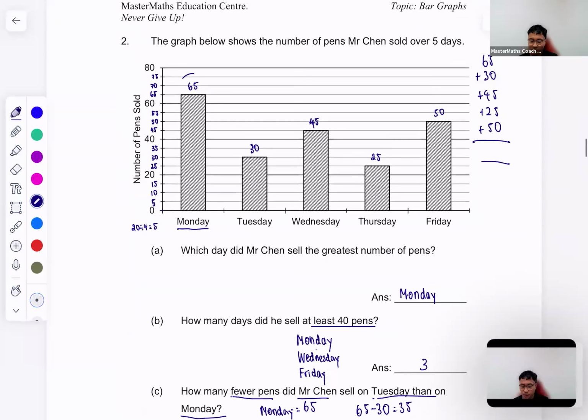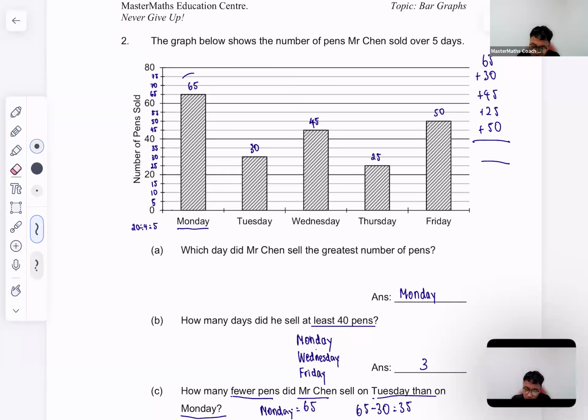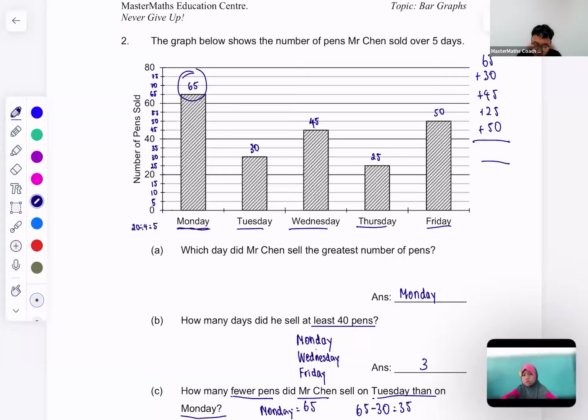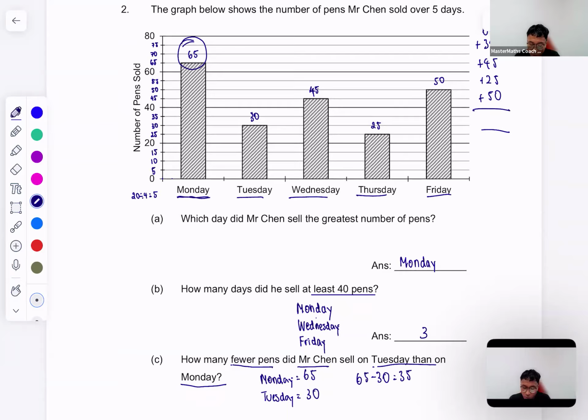So you understand how it works. Basically, you need to find out the quantity for each label. In this question, the labels are Monday, Tuesday, Wednesday, Thursday, Friday. For other questions, there will be other labels, for example the months, like January, February, March. But it doesn't matter what the label is. You just have to find out the quantity or the number associated with each label.